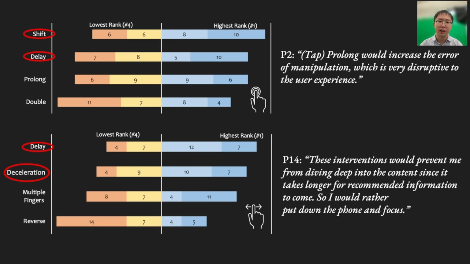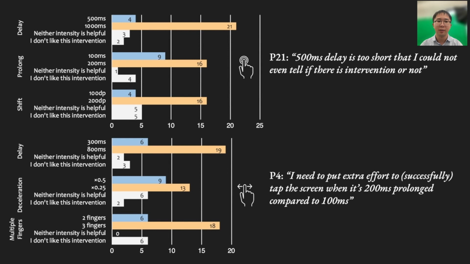These 4 preferred techniques create a higher mental load but a lower physical load, preventing participants from diving deep into the content, since it takes longer for recommended information to come. Participants said they would rather put down the device and focus. Participants tend to prefer higher intensity level for most interventions. Lower intensity levels are not that effective.